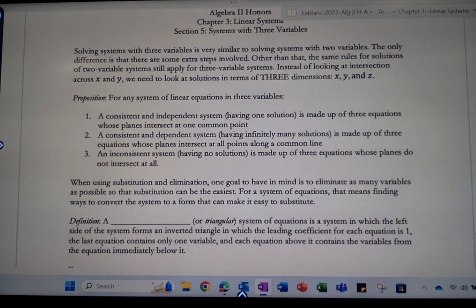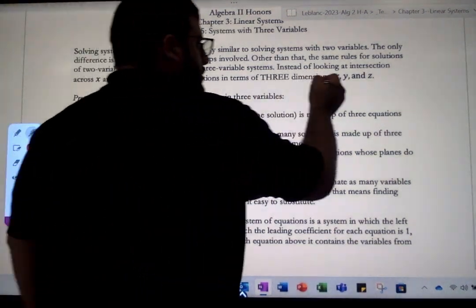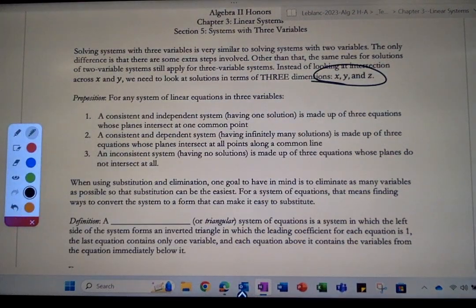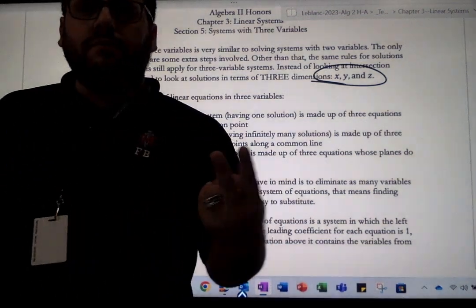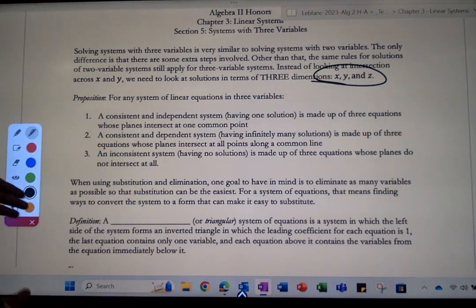Instead of looking at an intersection across just x and y, now we also have to consider looking at solutions in terms of three dimensions, x, y, and z. Okay, so whether we solve two-dimensional systems of equations or three-dimensional systems of equations, the solutions still end up being the same concept.